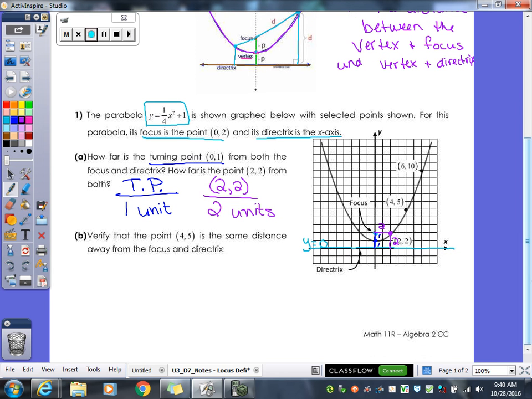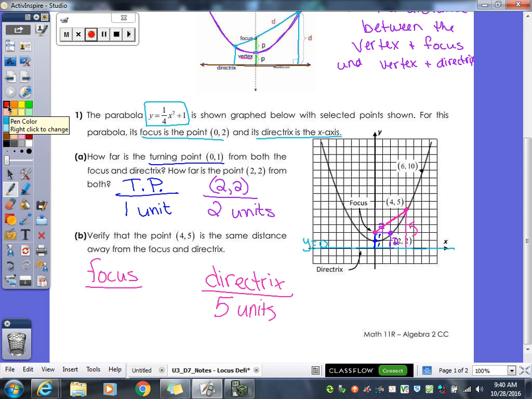So B, verify that the point (4, 5) is the same distance away from the focus and the directrix. Okay, so focus, directrix. We may have to do some calculations here. Well, let's take a look at our graph. So here's our point (4, 5). I can easily count it to the directrix. It's 1, 2, 3, 4, 5 units from the directrix. 5 units. Though if I'm going from the focus here, it's not so easy to count. That's a diagonal line. I can't count boxes like I did for the directrix.